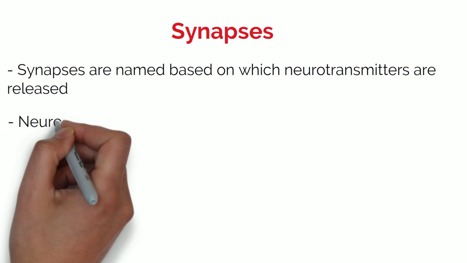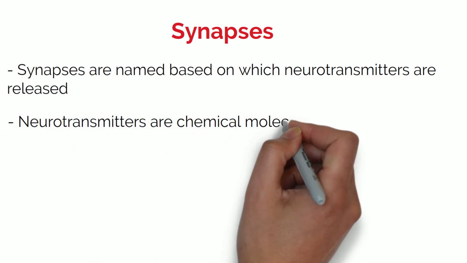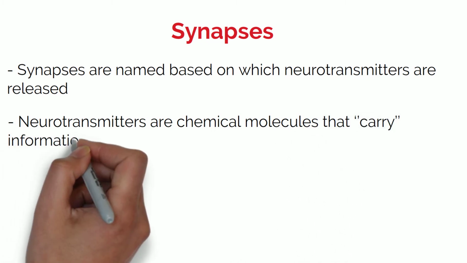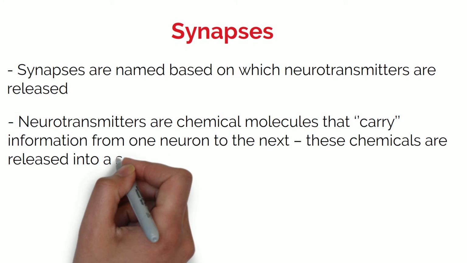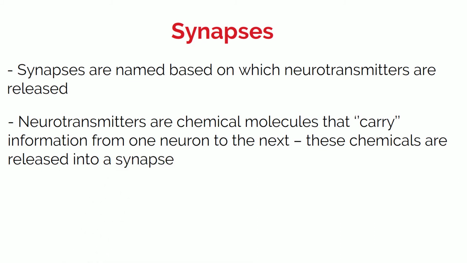As you may remember, the neurotransmitters are chemical molecules that carry information from one neuron to the next. These chemicals are released into the gap between two neurons called a synapse, and then they enter the next neuron in line, which in turn causes that neuron to depolarize, so the impulse can be passed on until it reaches its destination.